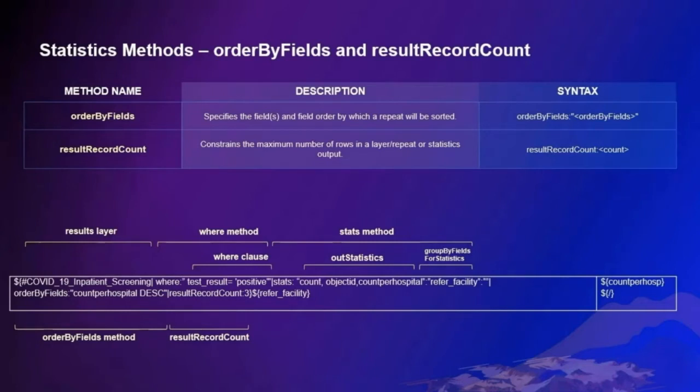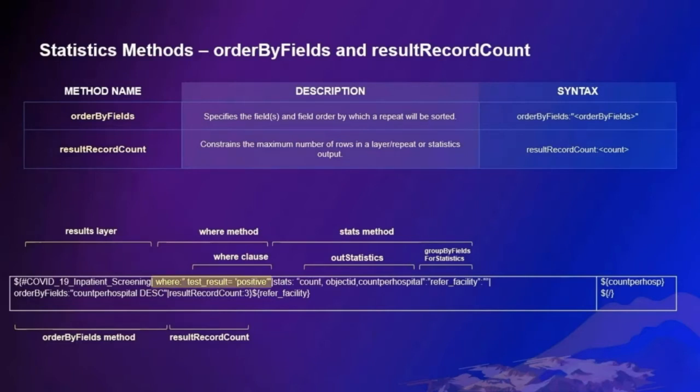The next thing we want to know is which three hospitals had the highest positive test rates, and what were those test rates. For this, we'll add two additional methods, the orderByFields method and the resultRecordCount method. To do this, we'll create a repeat table for the results layer.